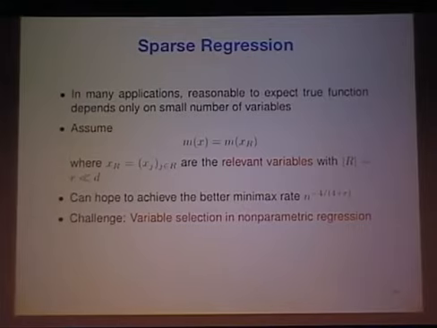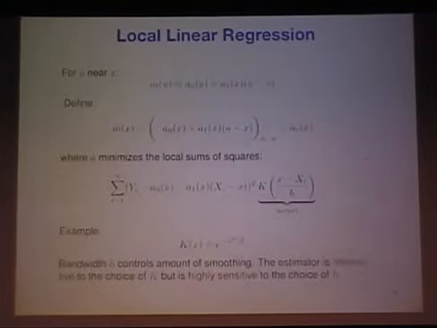So if we could isolate the variables, say there are r of them, well, then we could get the faster rate of n to the minus 4 over 4 plus r, which might be practical if r is small, like 2 or 3 or 4. So the challenge then is to do variable selection in non-parametric regression.